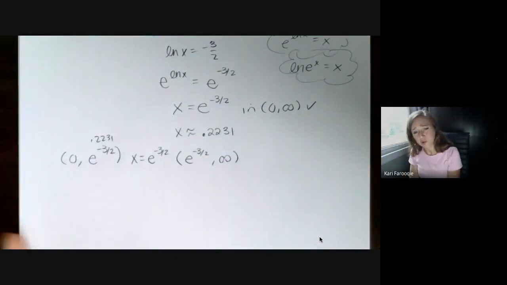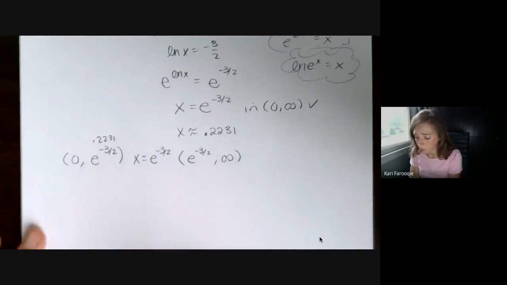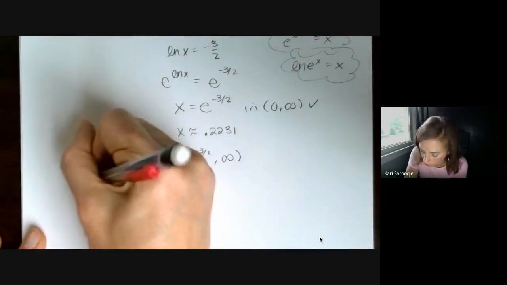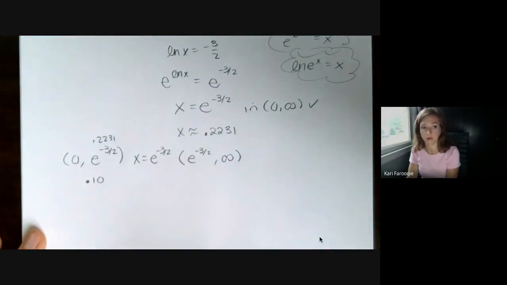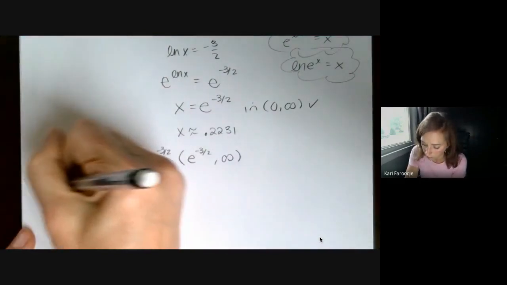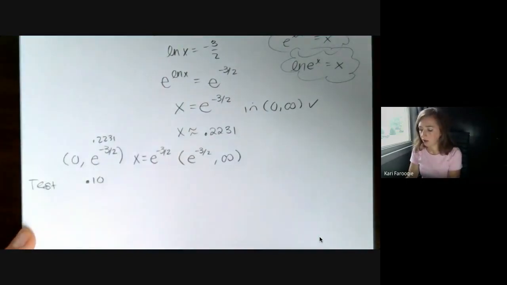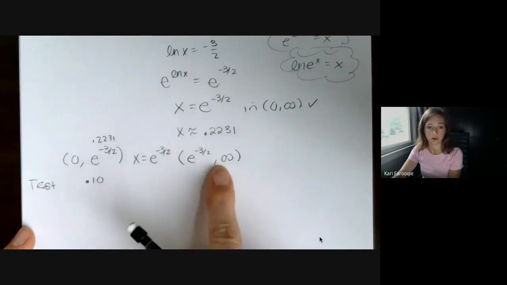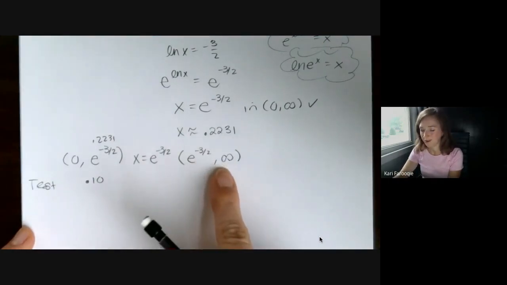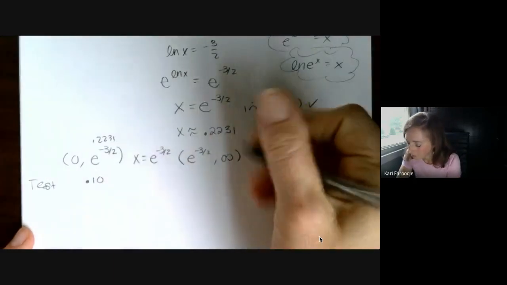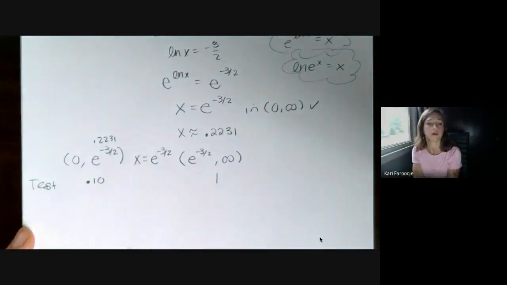So it's up to you what value you want to test. You can pick a decimal value or you can pick a fractional value. Don't pick 0 because it's an endpoint, but maybe like 1/10 or something, anything that's smaller than 0.22. So maybe 0.10, something. Just pick a test point. And then over here, anything bigger than 0.223 something is fair game. So maybe 1 would be a good idea.